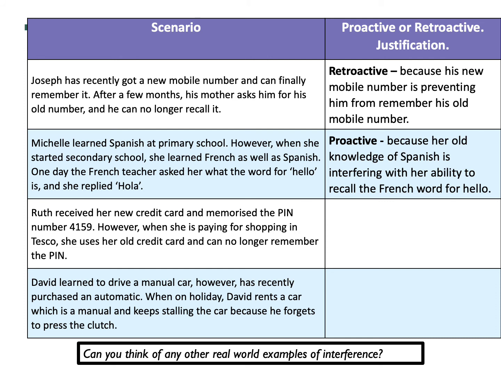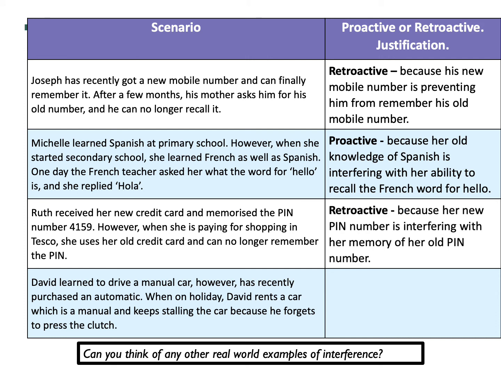Ruth received her new credit card and memorised the PIN number 4159. However, when she's paying for shopping in Tesco, she uses her old credit card and can no longer remember the PIN. This again is retroactive interference. Recent learning of her new PIN is interfering with her old PIN.